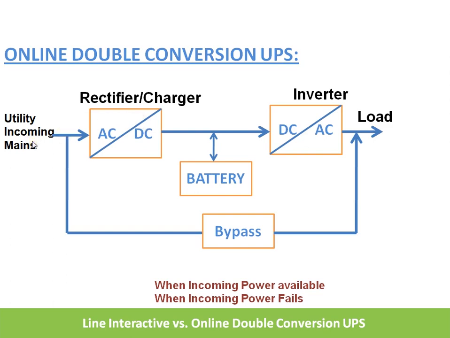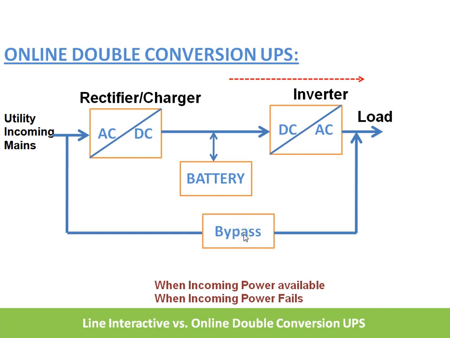Whenever the incoming power is available, it is fed to the load through the rectifier and inverter. And whenever power fails, the inverter takes the DC of the battery, and this DC voltage is converted to AC and fed to the load. So the inverter is always in operation whether the power is available or not. This is the main difference between the online double conversion and line interactive UPS systems.